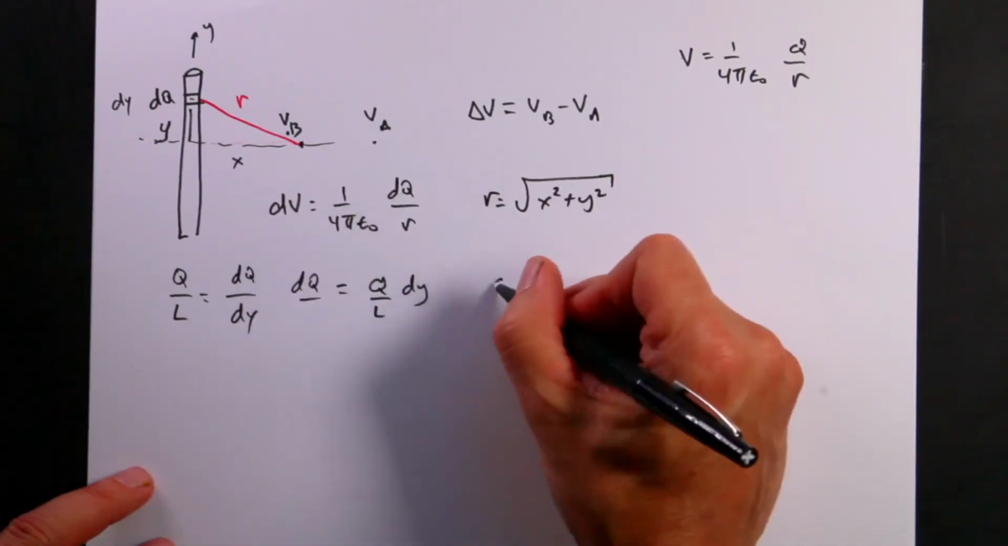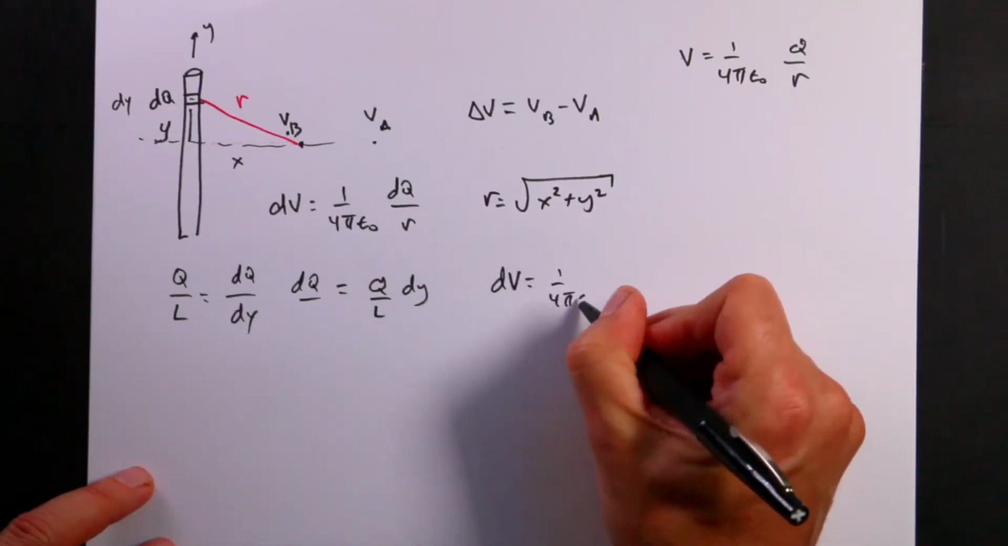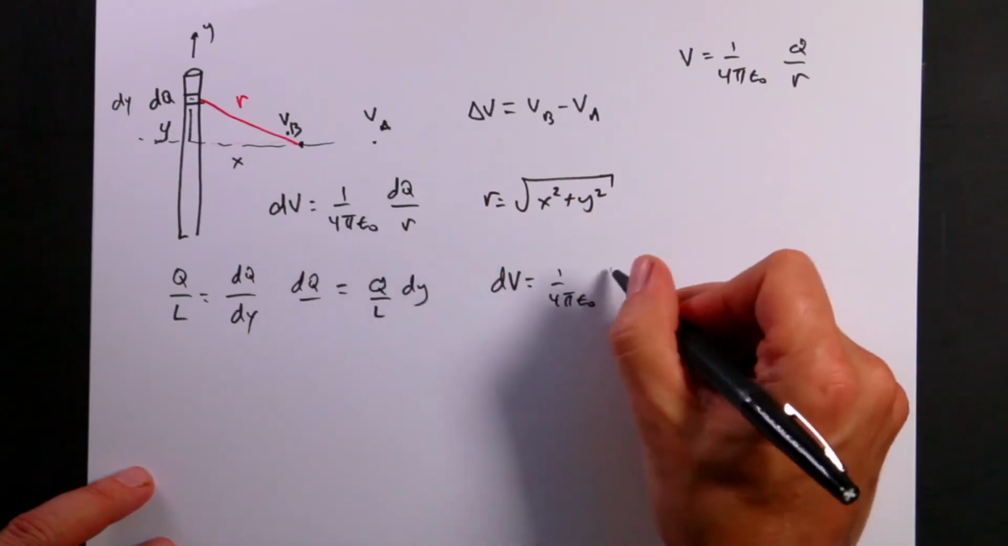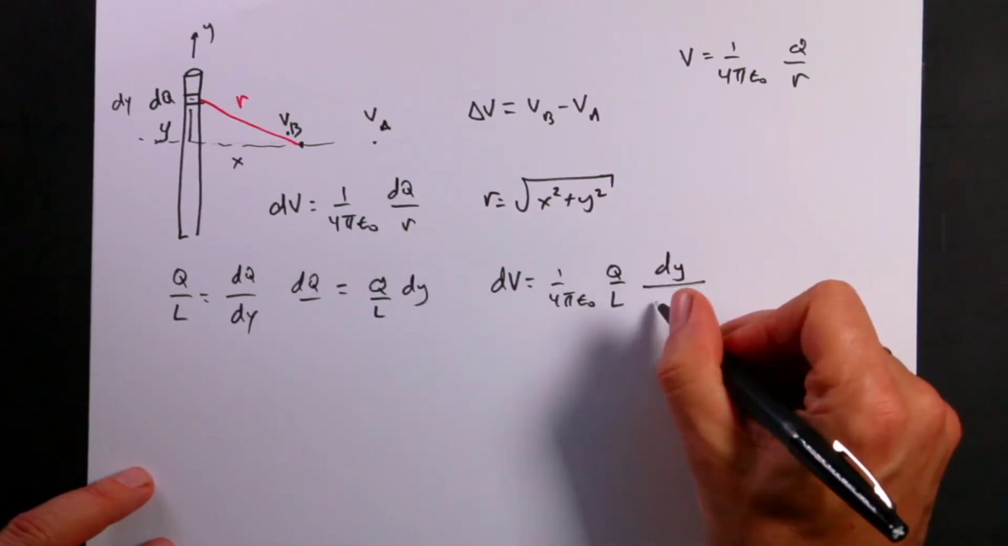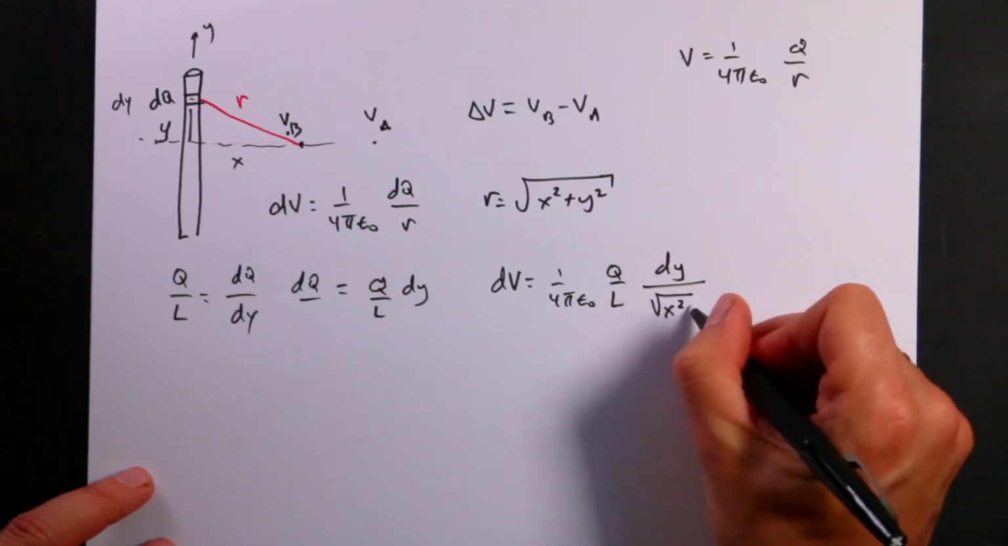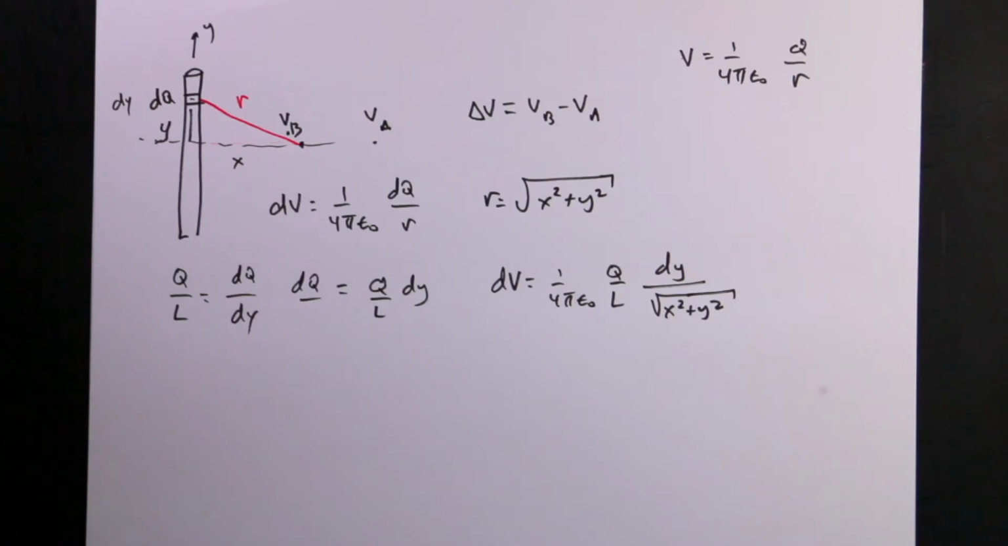So I can put this in up there. From that I get dV equals 1 over 4 pi epsilon naught dq, which is going to be q over L dy, all over the square root of x squared plus y squared. Now I want to integrate that. I'm not going to get natural log... okay, well, let's just see what I get.